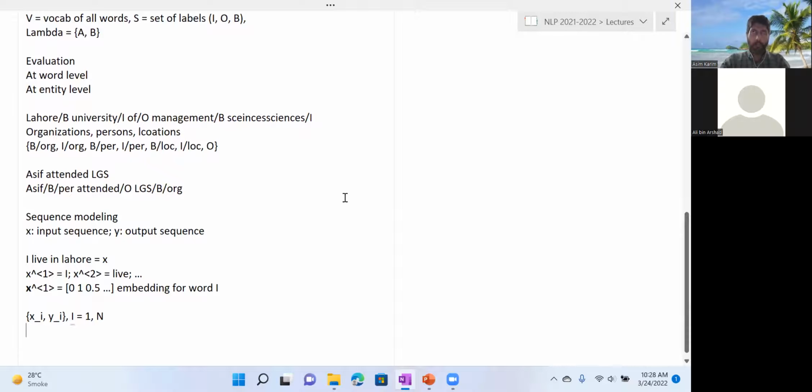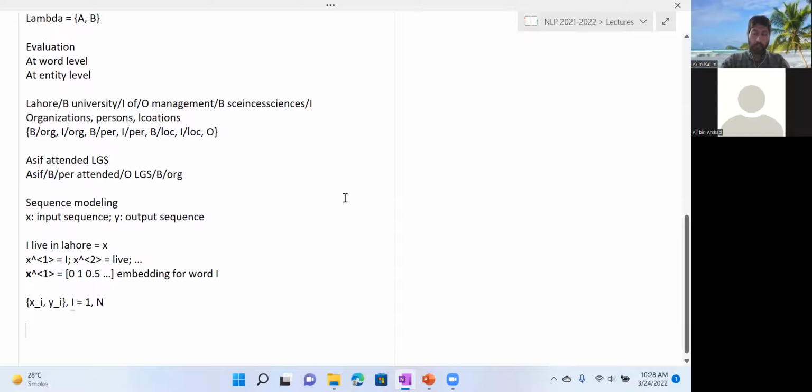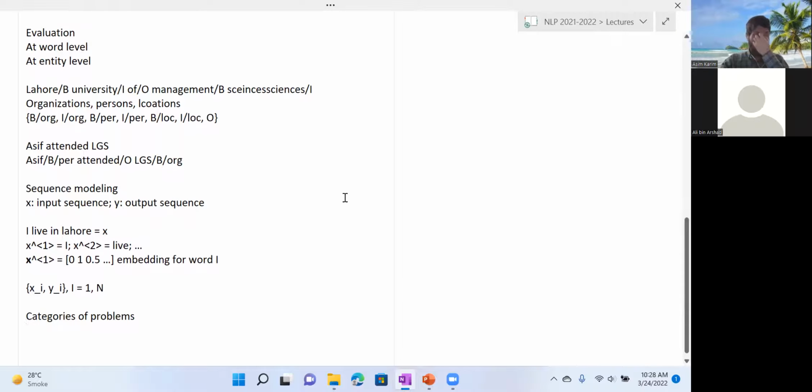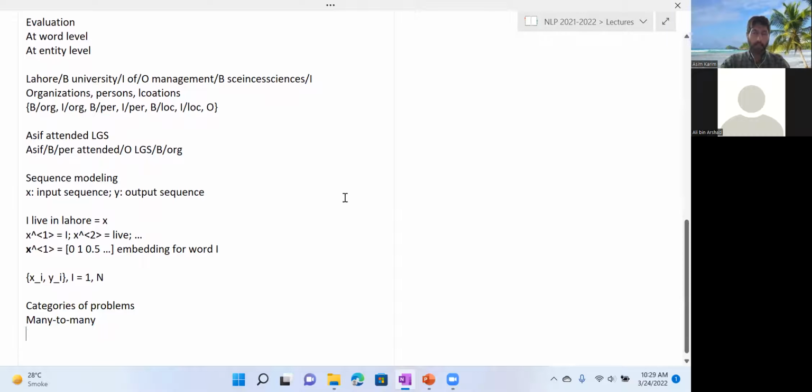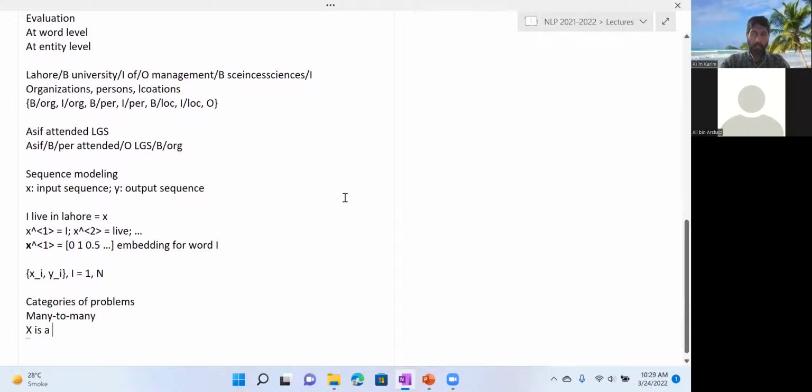All right. So now let's look at some sequence modeling problems. So categories of problems, you can say. So in the first case, what is known as many to many. So in this case, X is a sequence and Y is a sequence. All right.